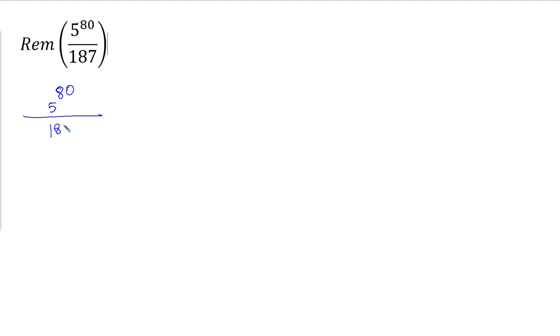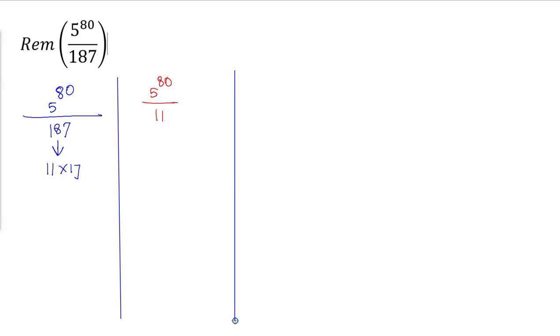The first step is to split the denominator into co-prime multiplication. That is equal to how much? 11 into 17. The first step is: 5 to the power 80, let's divide it by 11 and find the remainder. The second step is: 5 to the power 80 divided by 17 and find the remainder. Okay everyone, so let's do these two calculations first of all.